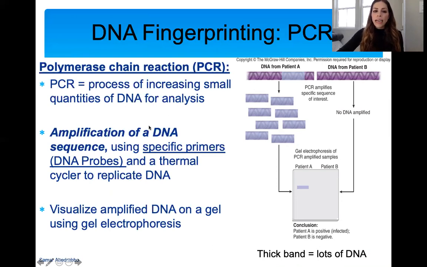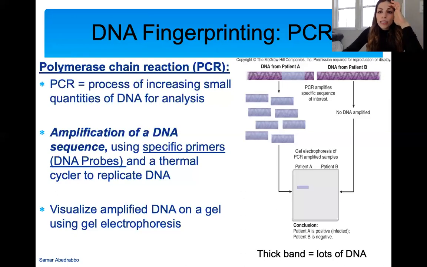It's a method we use to amplify a DNA sequence. That's what PCR is: you amplify a DNA sequence, and you use primers and something called a thermal cycler. The definition of PCR is the process of increasing or amplifying a specific DNA sequence. So maybe you have patient A, you're seeing if they have a gene, and you're not sure if patient B has it. You add these probes to see if you will detect that gene, because maybe that gene codes for a type of cancer and you want to see, do they have it?